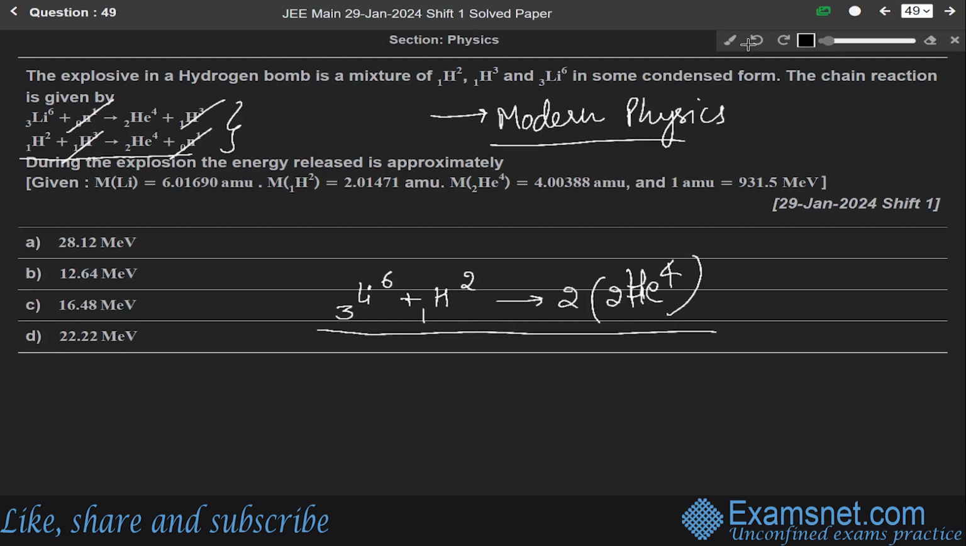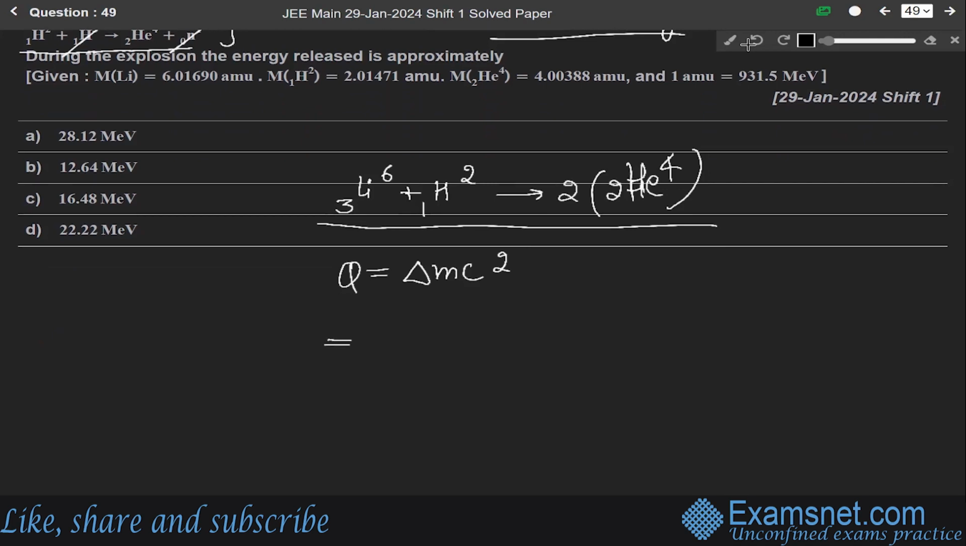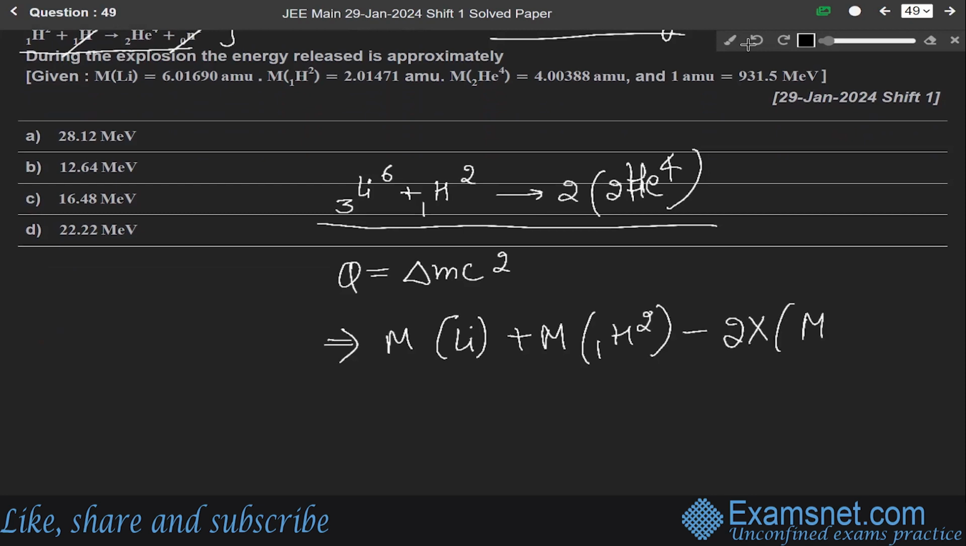Now energy released will be equal to delta mc square. And it means what? Energy of reactant minus energy of product, means mass of Li plus mass of 1H2 minus 2 into mass of this 2He4.